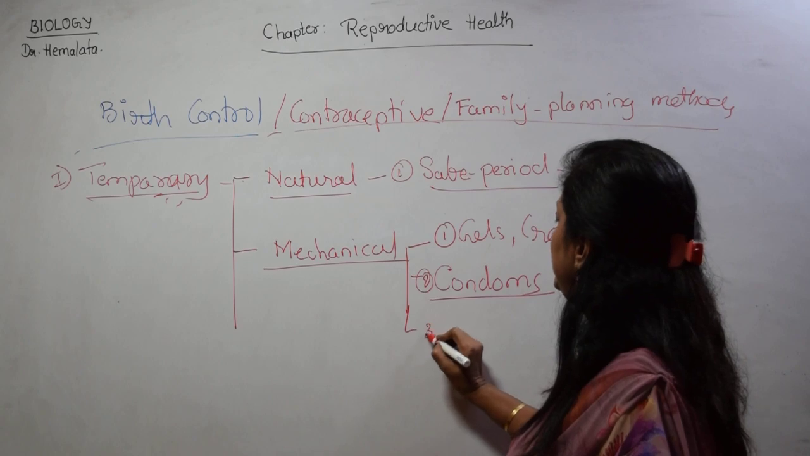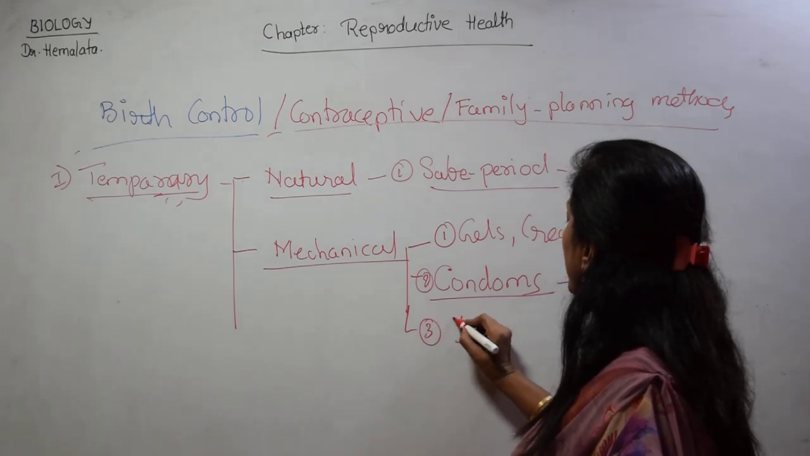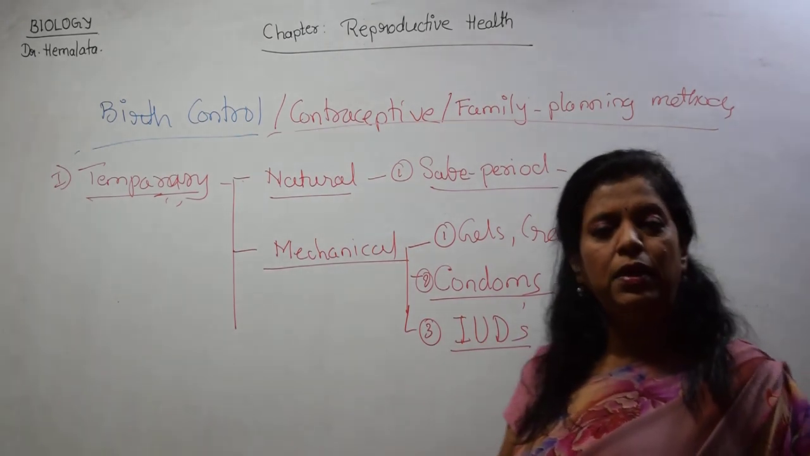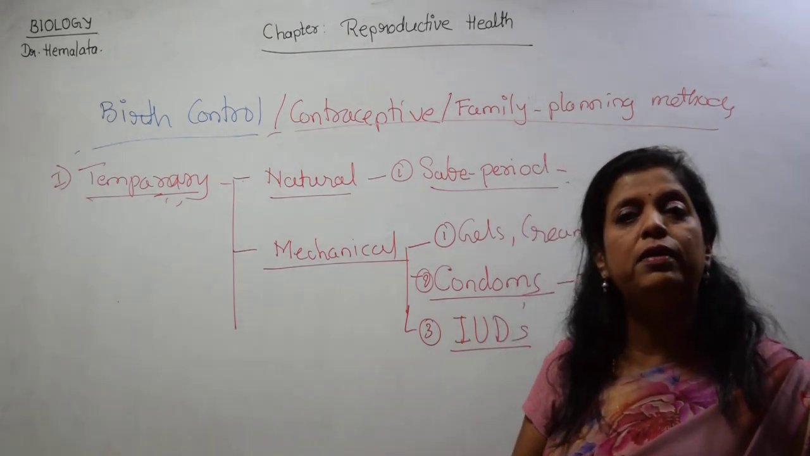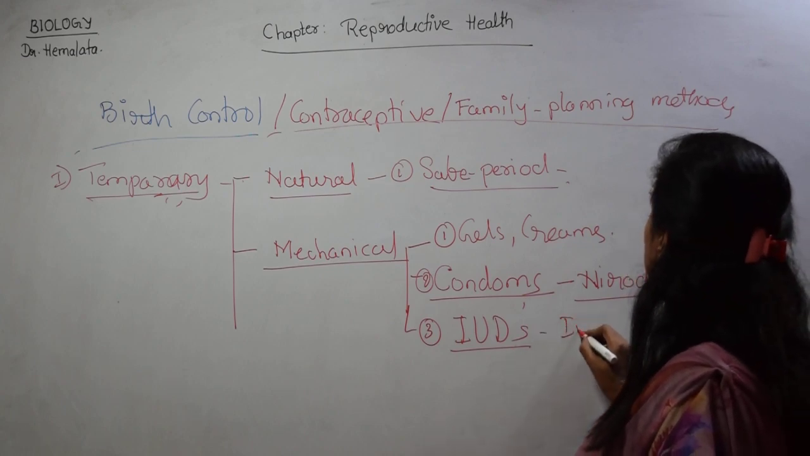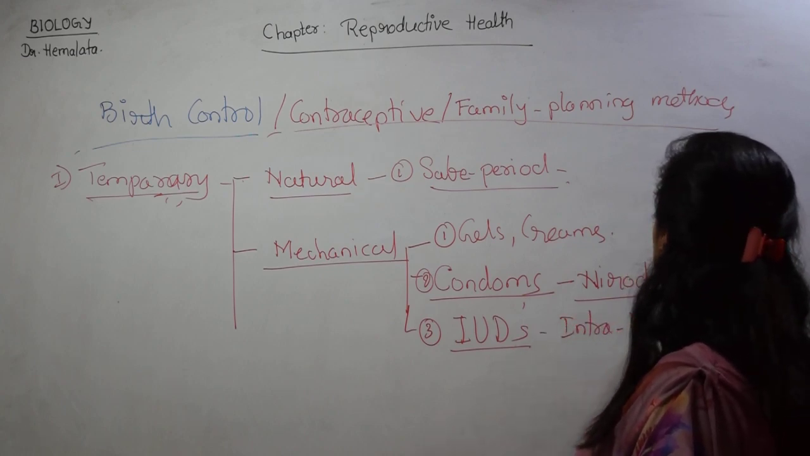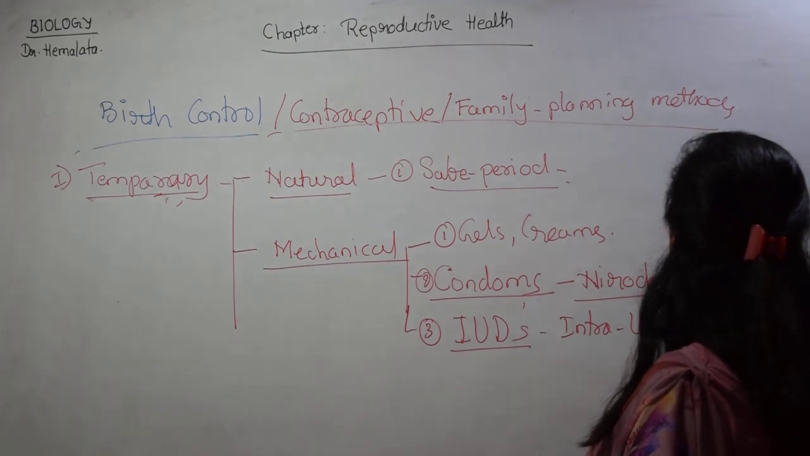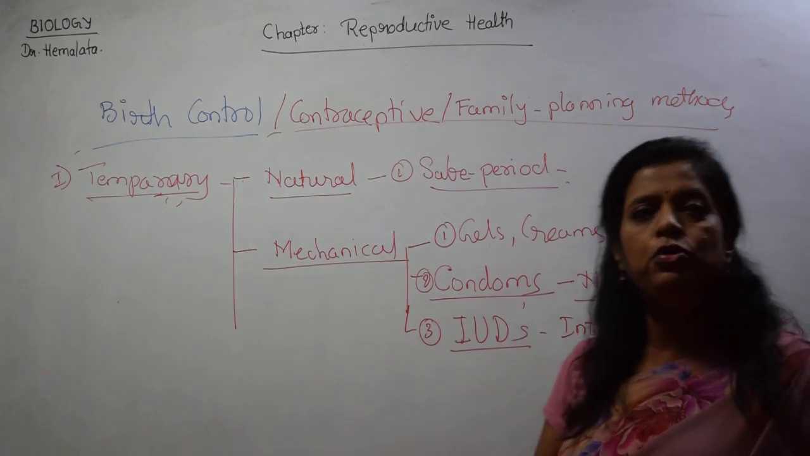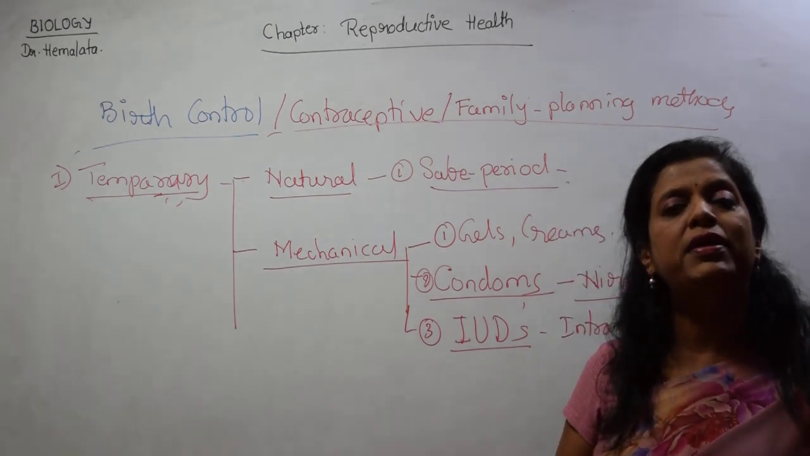Third one under this is the use of IUDs. What are IUDs? They are called Intrauterine Devices. You have to remember this word. So IUDs are the intrauterine devices.